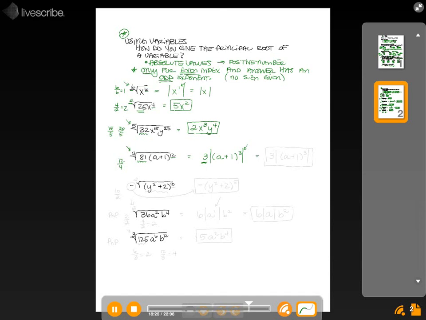Okay, so I'm going to rewrite the answer over here. 3 times the absolute value, a plus 1 cubed, okay, and then that closes our absolute values. That's the answer to our problem.